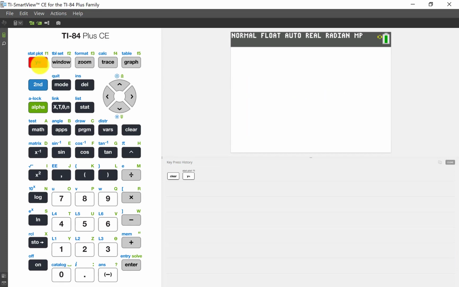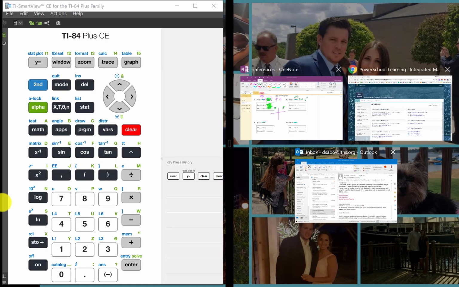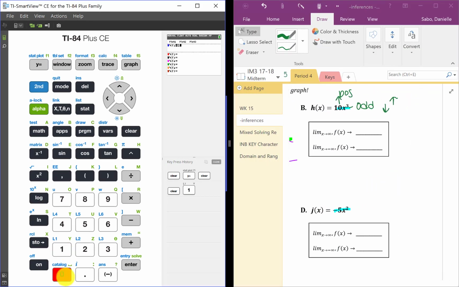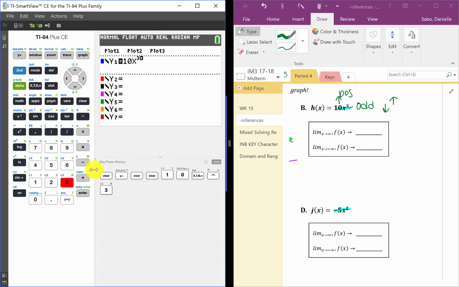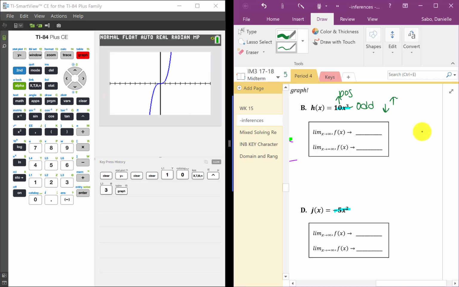So you want to go to that y equals, clear it out, and I'm going to type in what I had here. So I have 10x cubed, so 10x in red, and then cubed, you have to press the little caret symbol, and then 3. Press graph, and look, this is going to sketch it out for you. So when I say sketch a graph, just plug that in the calculator.